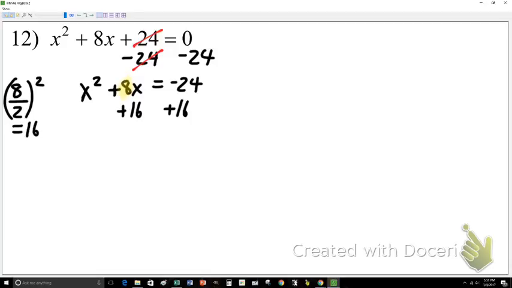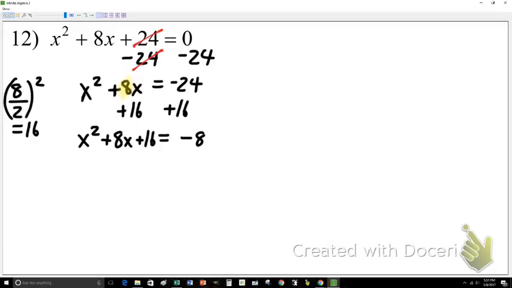So even though we needed it on the left side to factor the left side, what you do to one side of the equation you have to do to the other always. So we have x squared plus 8x plus 16 is equal to negative 24 plus 16, that's negative 8. And now we're ready to factor the left-hand side of that equation there.